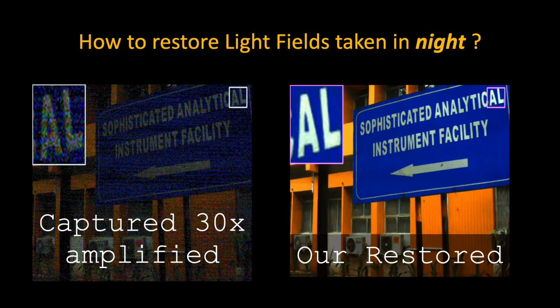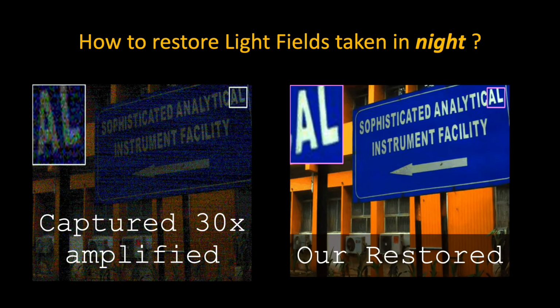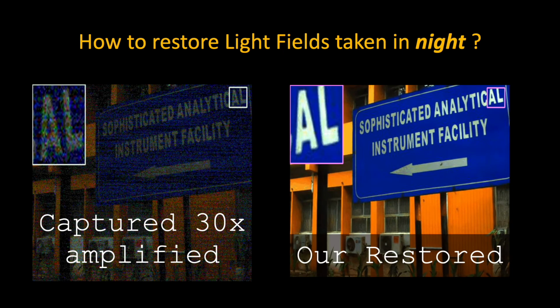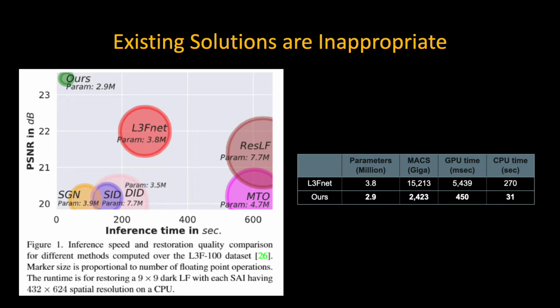We therefore propose a new deep learning based solution to restore light fields captured in extreme low light conditions as seen on the screen. Now, existing low light methods such as See in the Dark are inappropriate because they do not leverage the multi-view perspective of a light field. And methods such as L3FNet have a humongous time and memory complexity, which is prohibitive of a real-world application. We thus develop a solution that is quite fast with a much lower memory footprint.